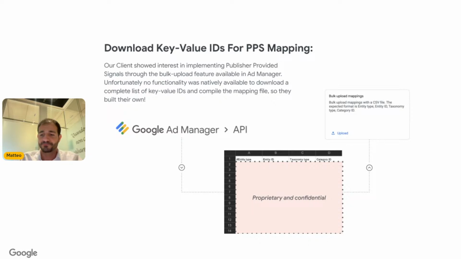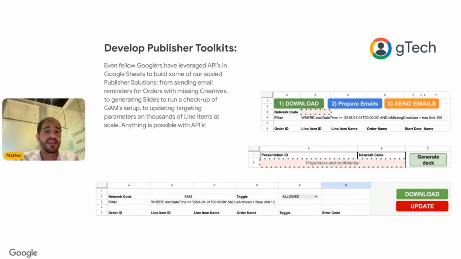And just so you know, this is not just for publishers. Even us at GTIC, we use this to develop some of the solutions that some of you may actually have leveraged in the past. Some of our fellow Googlers built an automated creative reminder. So it's basically a spreadsheet that will send out emails whenever a campaign is about to start and it still doesn't have creative associated with it. We also have a tool to build automated decks in slides.